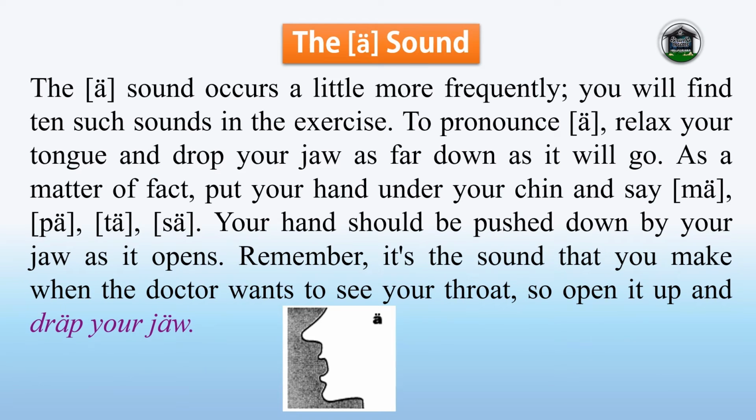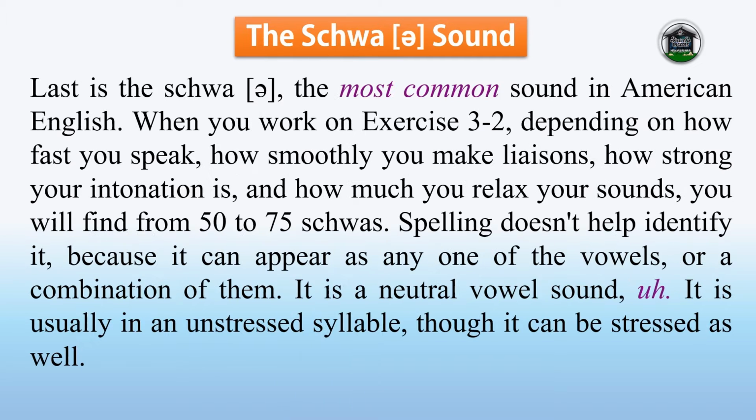The ah sound occurs a little more frequently. You'll find 10 such sounds in the exercise. To pronounce it, relax your tongue and drop your jaw as far down as it'll go. As a matter of fact, put your hand under your chin and say ma, pa, ta, sa. Your hand should be pushed down by your jaw as it opens. Remember, it's the sound that you make when the doctor wants to see your throat, so open it up and drop your jaw.